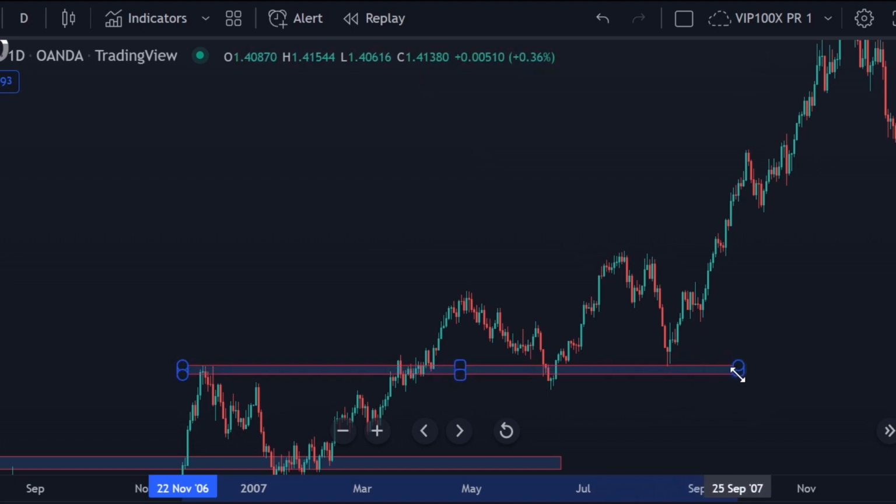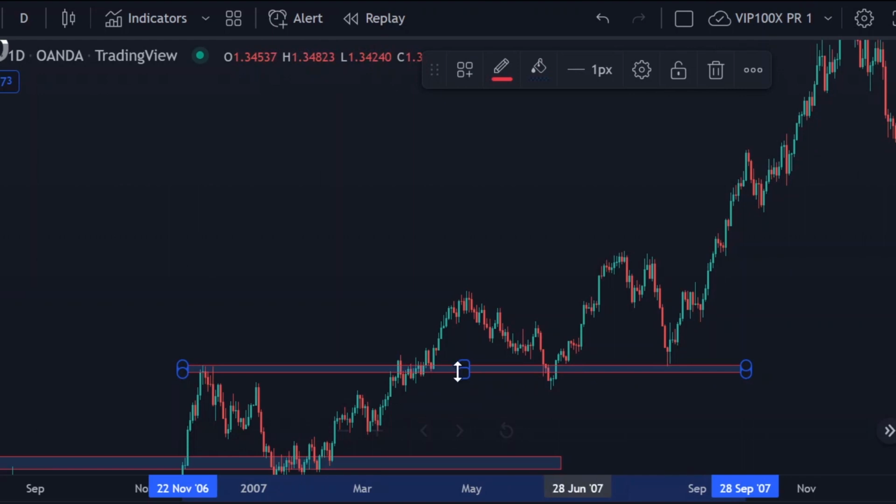If we extend it to the right, we can see there is another touch and rejection of the support. Here we have the high, then the resistance is broken, retest to become support, and this is another touch of the support. We can see clearly that the break of the resistance is not a fake out, and then we have the retest, as well as here.